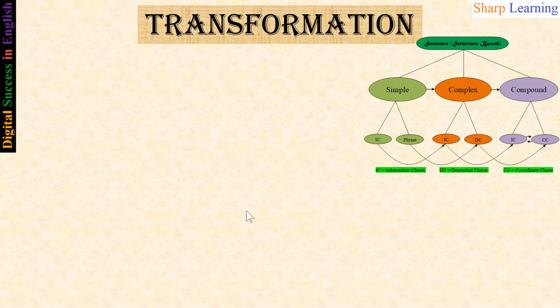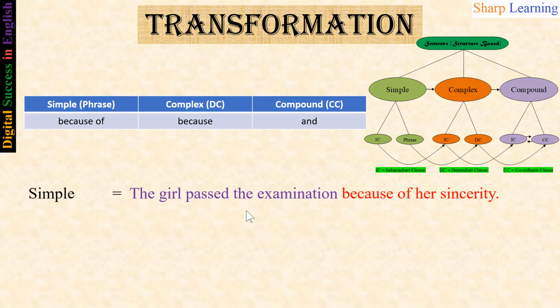Okay, more example. Simple sentence: "The girl passed the examination because of her sincerity." See here, "the girl passed the examination" is IC. "Because of her sincerity" is a phrase. Why is it a phrase? Because in this part there is no subject, there is no predicate. Why is the other part IC? Because there is a subject and a predicate. "The girl" is the subject, "passed the examination" is the predicate.